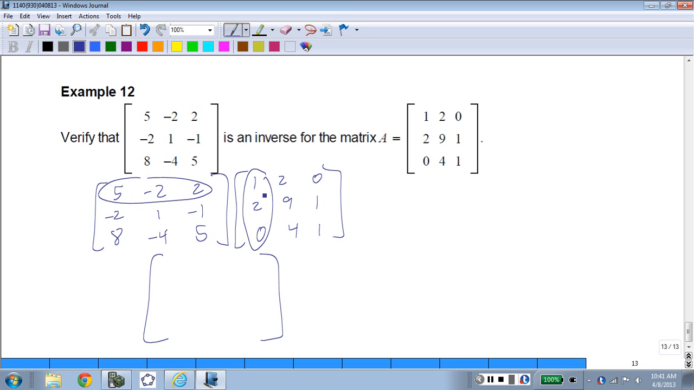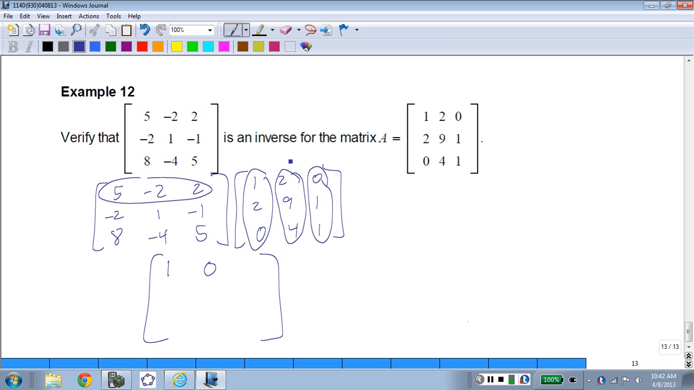All right. 5 times 1 is 5. Negative 2 times 2 is negative 4. 5 plus negative 4 equals 1. And 2 times 0 is 0. So 1 plus 0 is 1. So we get the 1 there. 5 times 2 is 10. Negative 2 times 9 is negative 18. And 2 times 4 equals 8. So it's going to be 10 plus negative 18 plus 8. Does that sound like 0? I hope so.